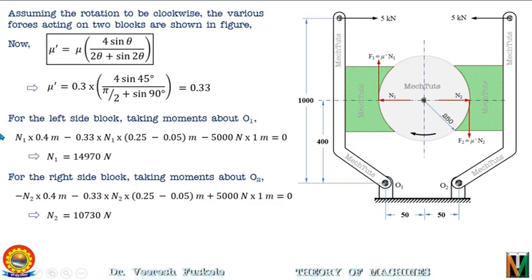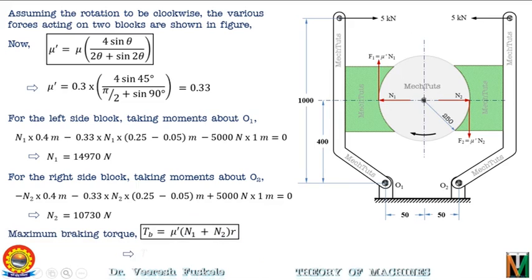Now we can calculate the maximum braking torque. So maximum braking torque will be nothing but the sum of the braking torques of these two, from the left side and from the right side. So it is given by TB is equal to mu dash into (N1 plus N2) into R. So putting the values we get TB as 0.33 into (14970 plus 10730) multiplied by our radius of the drum, which is 0.25 meter. So this gives us TB, the braking torque, as 2120 Newton meter.